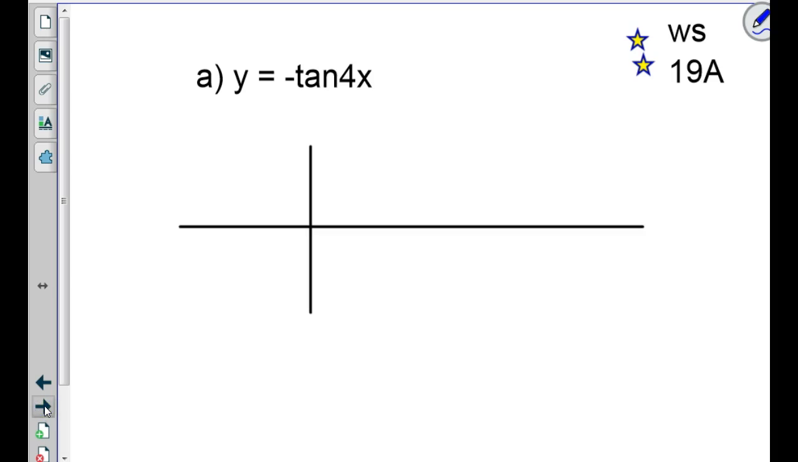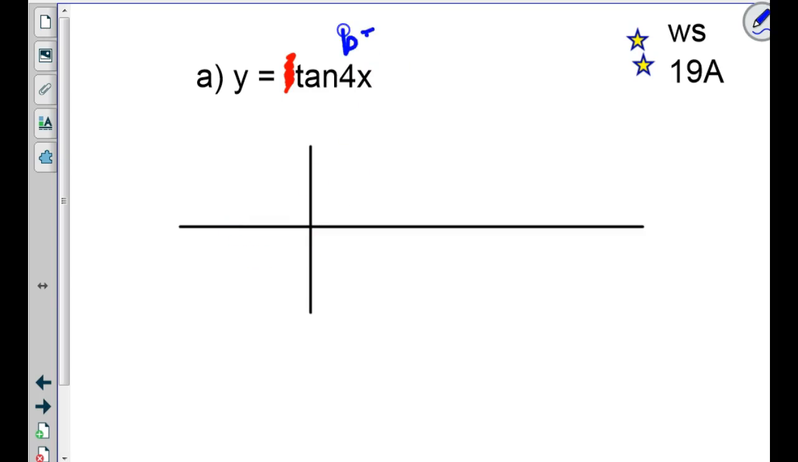All right, so 19A, let's try to draw this bad boy. You know what? I'm not real happy with this negative out here, because we haven't ever drawn one at all, so why do we want to draw a negative one? Let's just get rid of this. Since this is our first attempt, let's just draw a positive one. What is that 4 going to do, though?